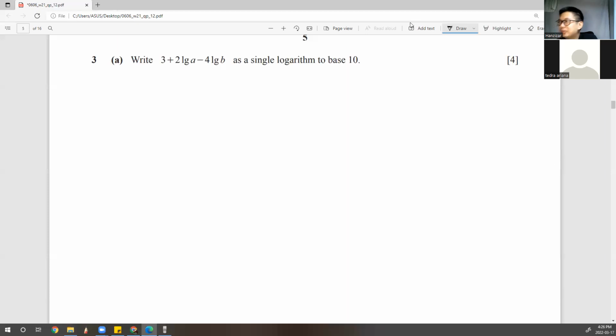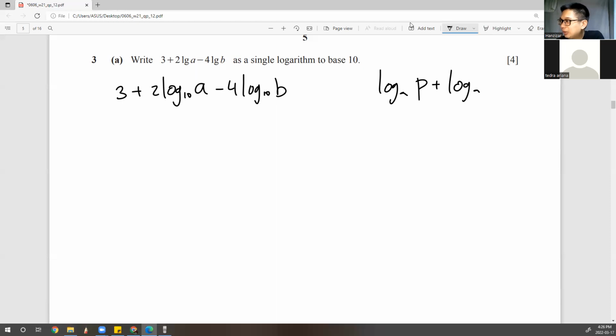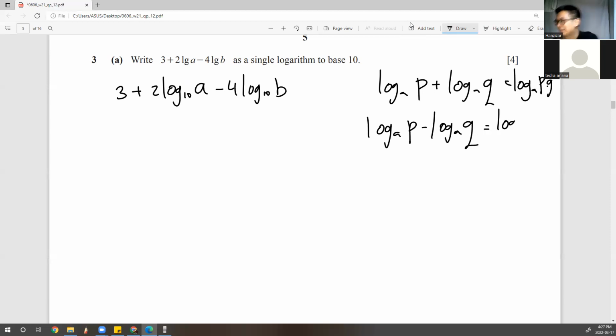Okay, in the single logarithm to the base of 10. So if you don't have any base, it has to be 10. So 3 plus 2a, right? Just change the sign. 4 log 10 b. As we know, the formula of log a p plus log a q equals log a of p times q. If you subtract that, it is over. This is the rule, I write down the rules. Make sure that the base is the same, a and a, log a of p over q.